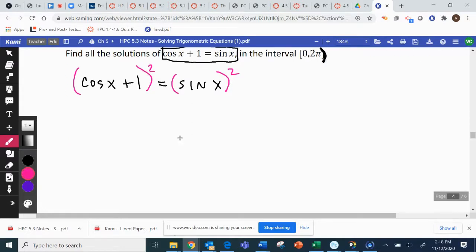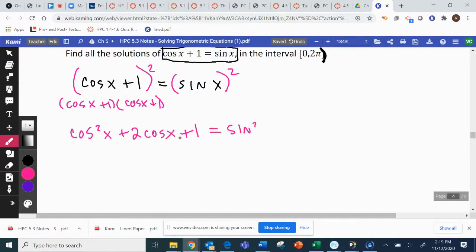And when I square cosine x plus 1, that's where I write it twice and multiply it out, to avoid killing a poor little puppy. You don't want a puppy to die, right? Okay, so we got to multiply it out. We get cosine squared x plus 2 cosine x plus 1. On the other side, this one's just sine squared x.